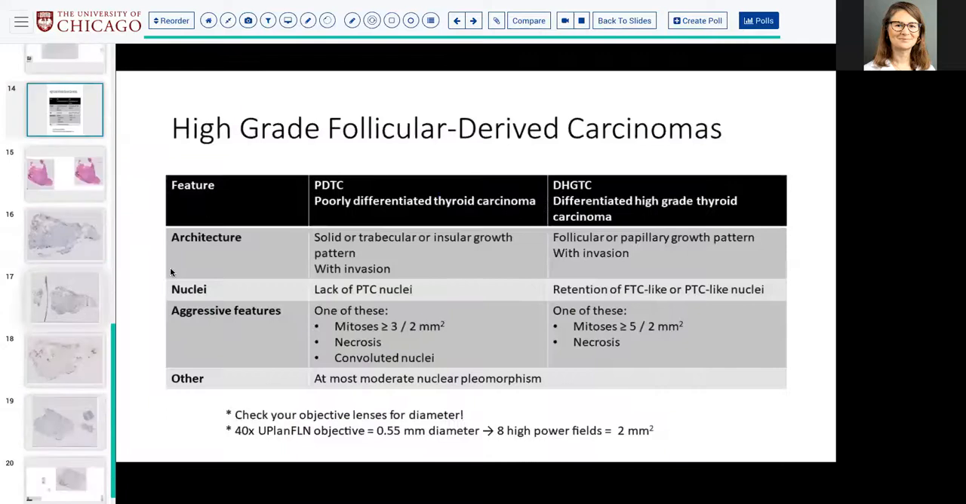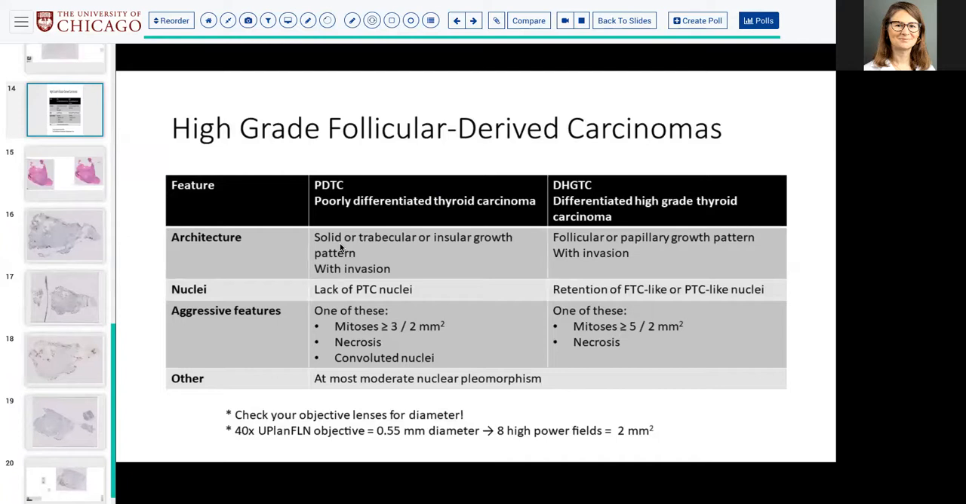But what I wanted to point out is that in the new WHO that is coming out, sorry, it's 901, but I want to finish at least this case. In the new WHO that's coming out, there will be this new term of high-grade follicular-derived carcinomas, in which we have either poorly differentiated, which we saw before, or differentiated high-grade carcinoma, which we see now.